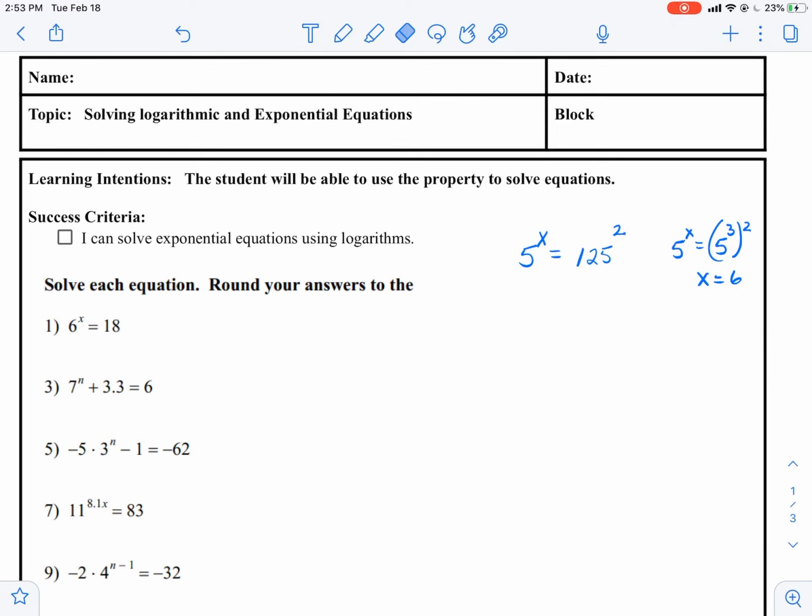In the video that we're doing today, we cannot write them into the same base. In other words, I cannot take a 6 and write it with a base of 18, or write 18 with a base of 6. And so what we must do is use what we learned in the last video about how to take an exponential and change it to a logarithmic equation. So I'll run through some examples here for you.